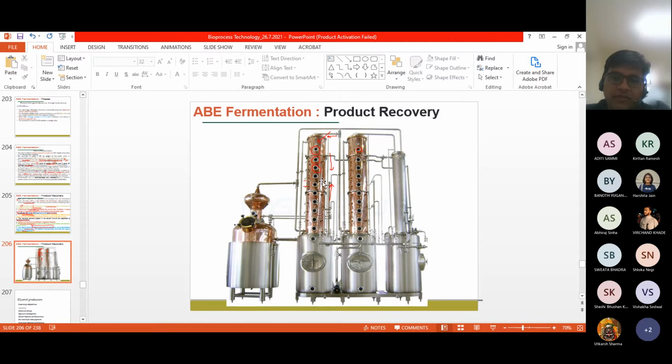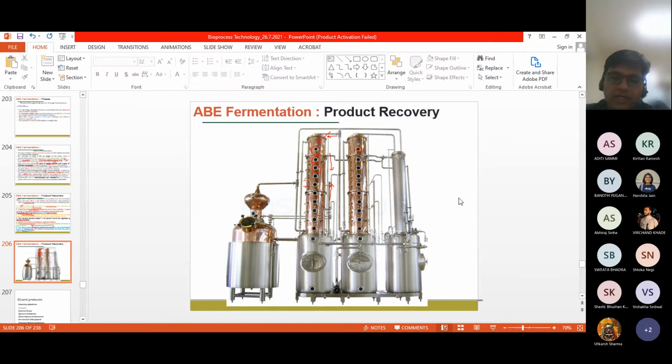The acetone will first vaporize at about 60 degrees, and whatever vapors are generated will be collected and cooled down, and the acetone will be separated and collected as a liquid. The remaining part of the media components will pass to the second column, where the temperature is around 85 to 90 degrees Celsius. There the second component, butanol, is vaporized, and then collected and separated as a separate liquid.